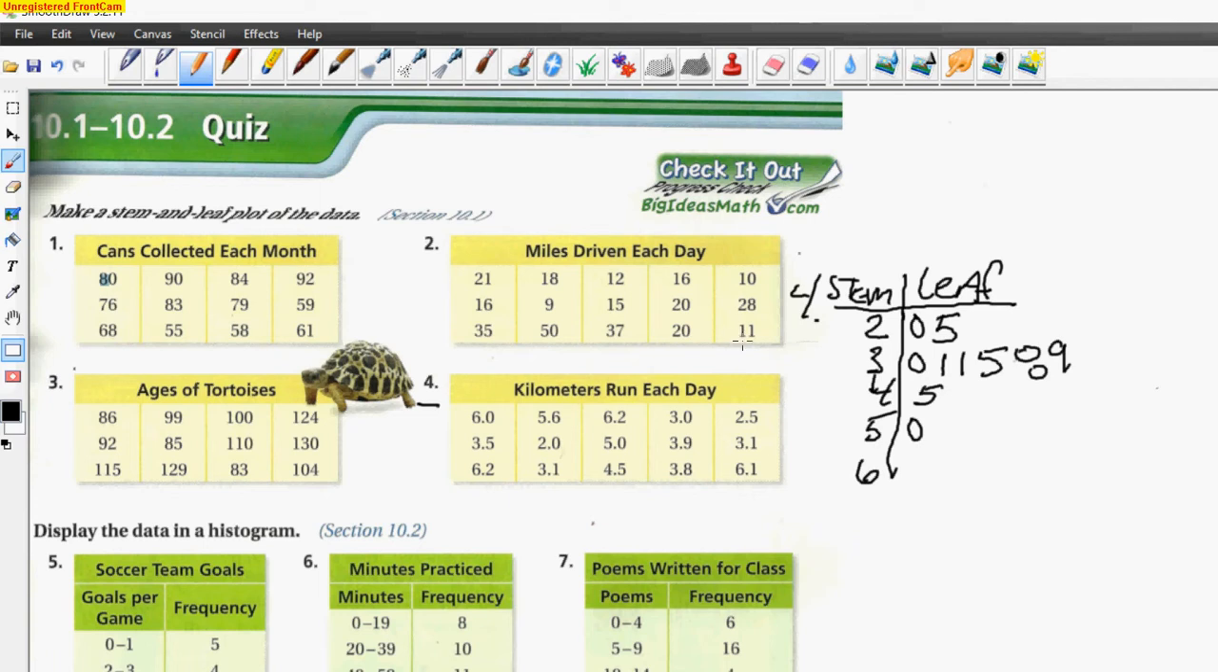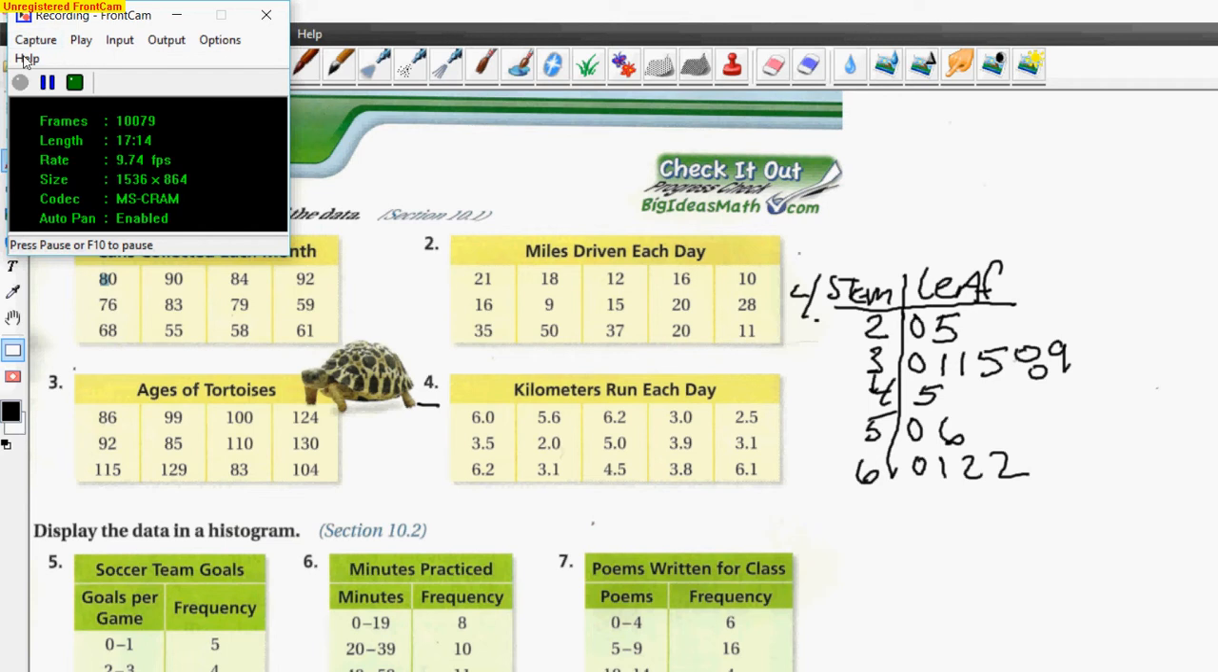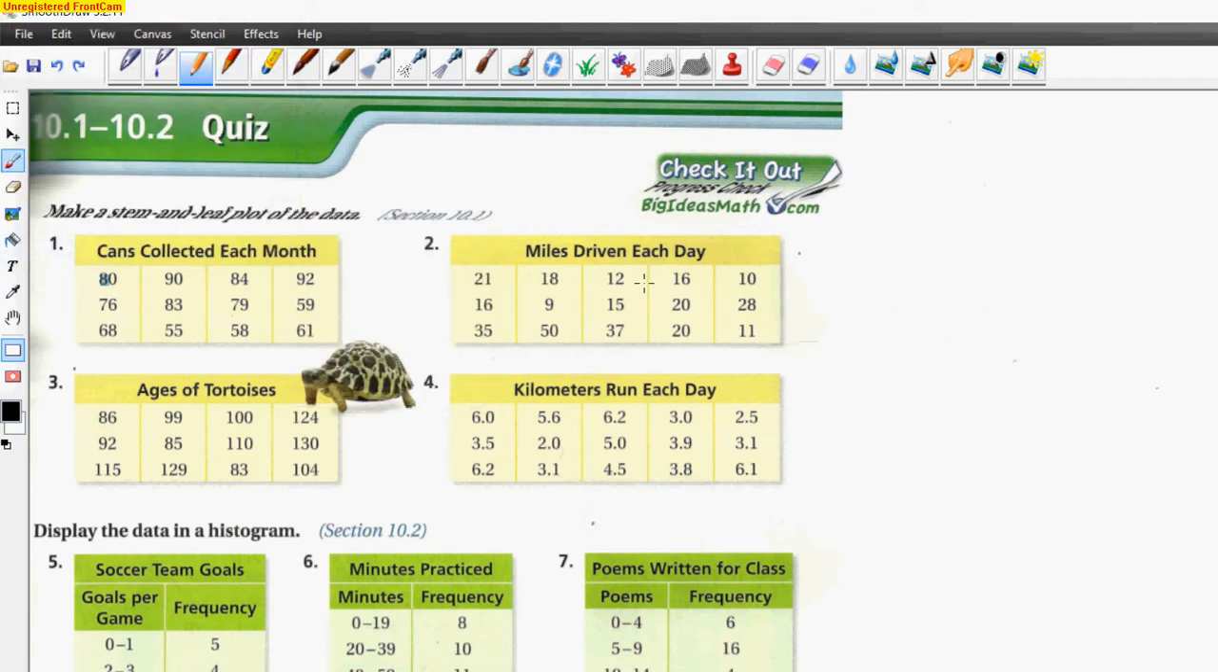Now we're going into 5. We have 5.0, and we also have 5.6 kilometers. Now let's go into the 6s, and now we have 6. I do see a 6.0 kilometers, and I do see a 6.1 kilometer, a 6.2 kilometer, and another 6.2 kilometer. So we just did our stem and leaf for kilometers, and that is question number 4. Good job. Let's go to question number 5. Good job on that. Excellent. Okay, let's go to number 5.